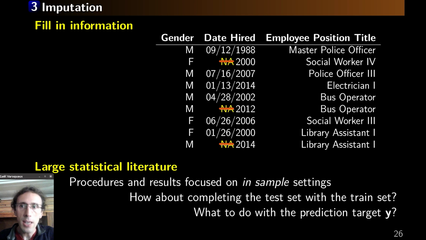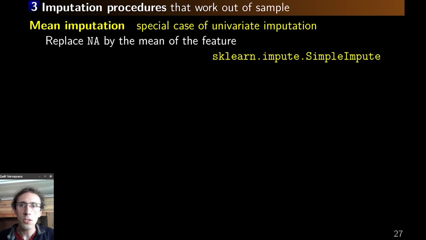The first thing we can do is imputation. We can replace the missing values by likely values that they may take. There's a large statistical literature here, but it's really focused on in-sample settings. What about machine learning? How about completing the test set with the train set? What to do with the prediction target Y? In scikit-learn, we have a few imputation procedures that will work out of sample. The mean imputation, which is a special case of univariate imputation, replaces the missing value by the mean of the feature. This can be done by the simple imputer.